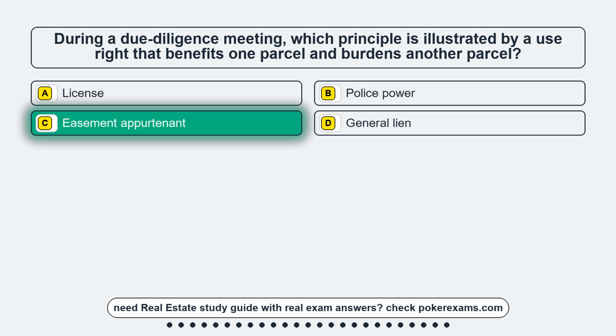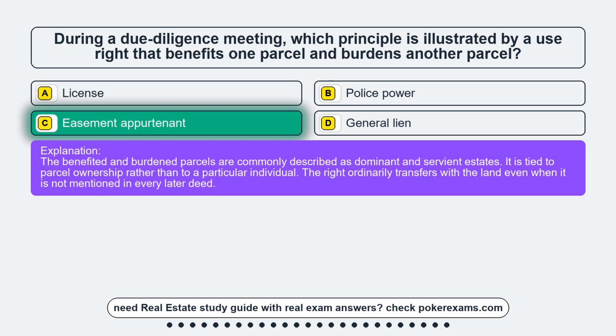Easement appurtenant. The benefited and burdened parcels are commonly described as dominant and servient estates. It is tied to parcel ownership rather than to a particular individual. The right ordinarily transfers with the land even when it is not mentioned in every later deed.